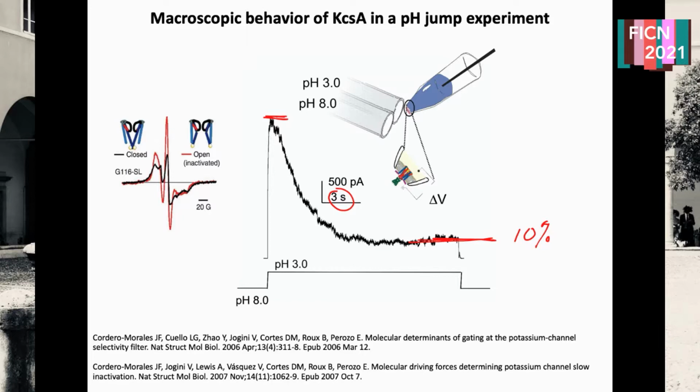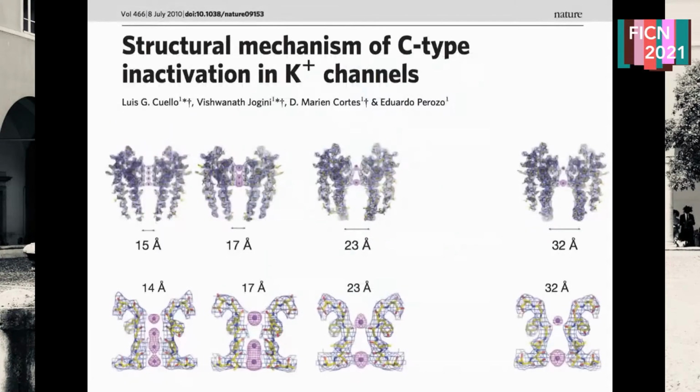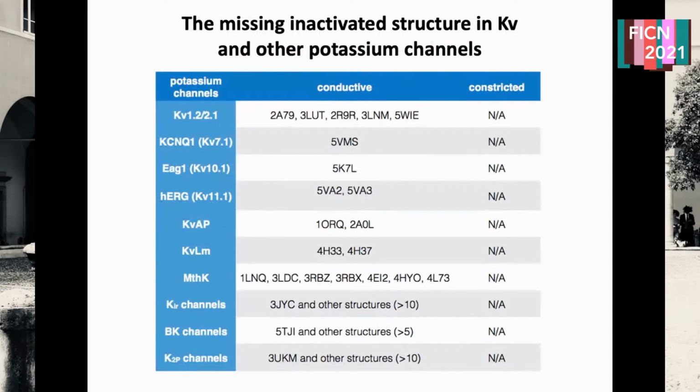And after labeling different parts of the protein with spin labels, it was clear that even though you get 10% of the current, the activation gate is still open, and clearly it must come from some other part of the protein. And later, Eduardo crystallized the channel in various states of openness, from 15 angstrom to very wide 32 angstrom. And as the channel is opening more and more, you can see that the filter is undergoing a conformational change, where it appears that ions would not be able to permeate anymore, because there is a barrier in the middle. So this is the paradigm for KcsA.